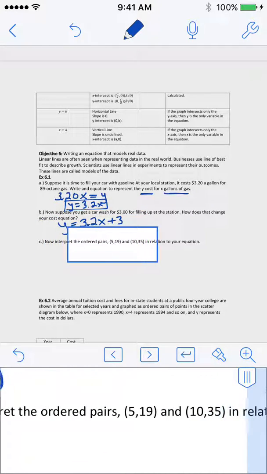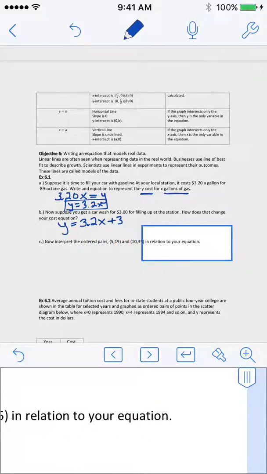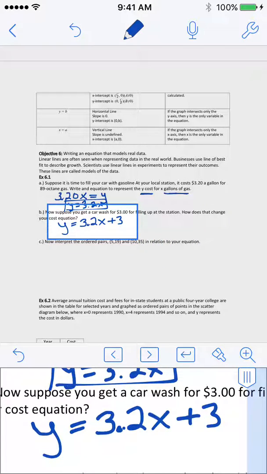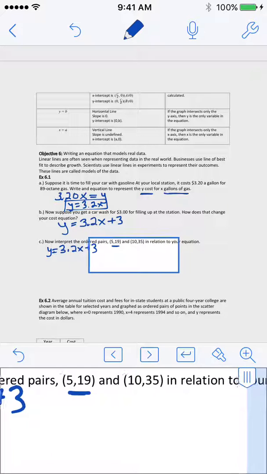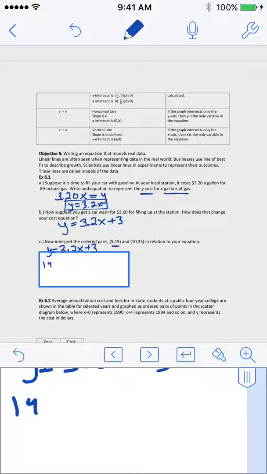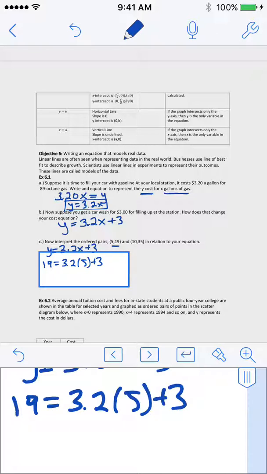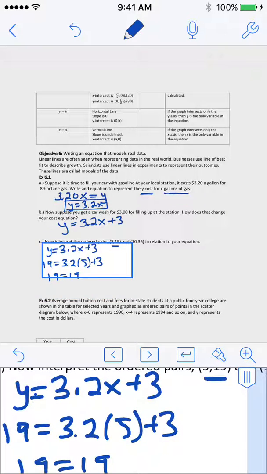Alrighty. Now interpret the ordered pairs (5, 19) and (10, 35) in relation to your equation. We have this equation, y equals 3.2x plus 3. What does the ordered pair (5, 19) mean in terms of context? Of course, we could plug it in: 19 equals 3.2 times 5 plus 3, and we know that's true because we get 19 equals 19. And so it is an actual solution to this equation, remember way back when we called these solutions.